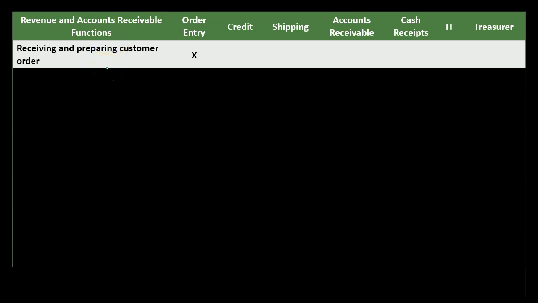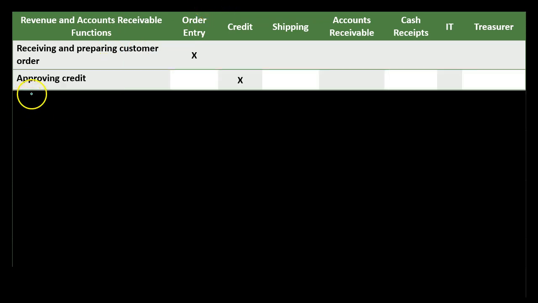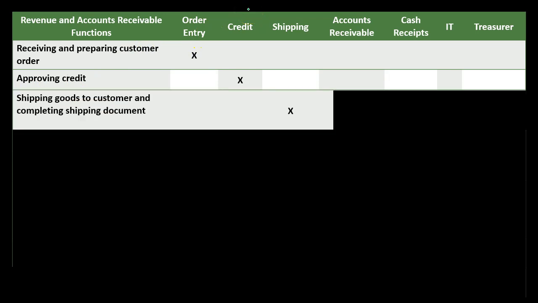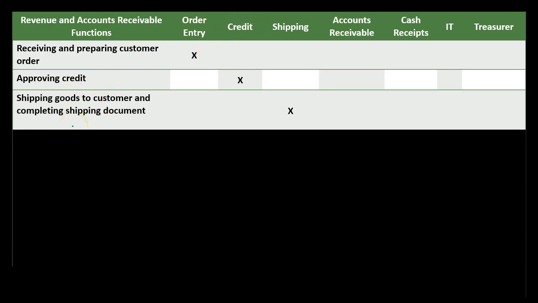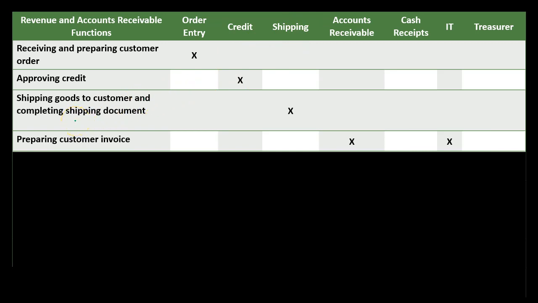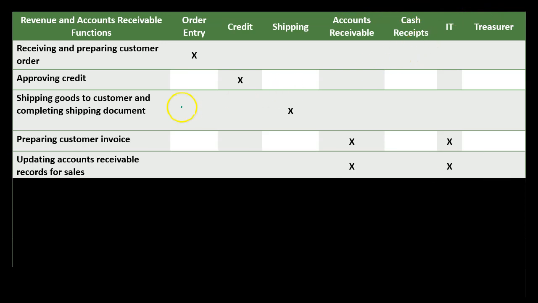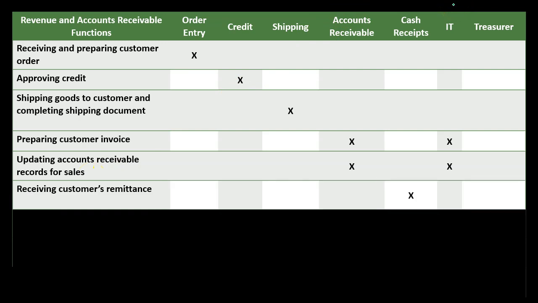So we have the receiving and preparing of customers' orders. That's going to be in order entry. Then the approving of credit is done separately within credit. And then we have the shipping of goods to customers and completing shipping documents. That's going to be separate again, the shipping department. Then we have the preparing of the customer invoice, again separate. We have accounts receivable, which may be aided by the IT department, depending on how the IT system is set up. Then we have the updating of accounts receivable records for sales, again accounts receivable, assisted by IT as necessary.